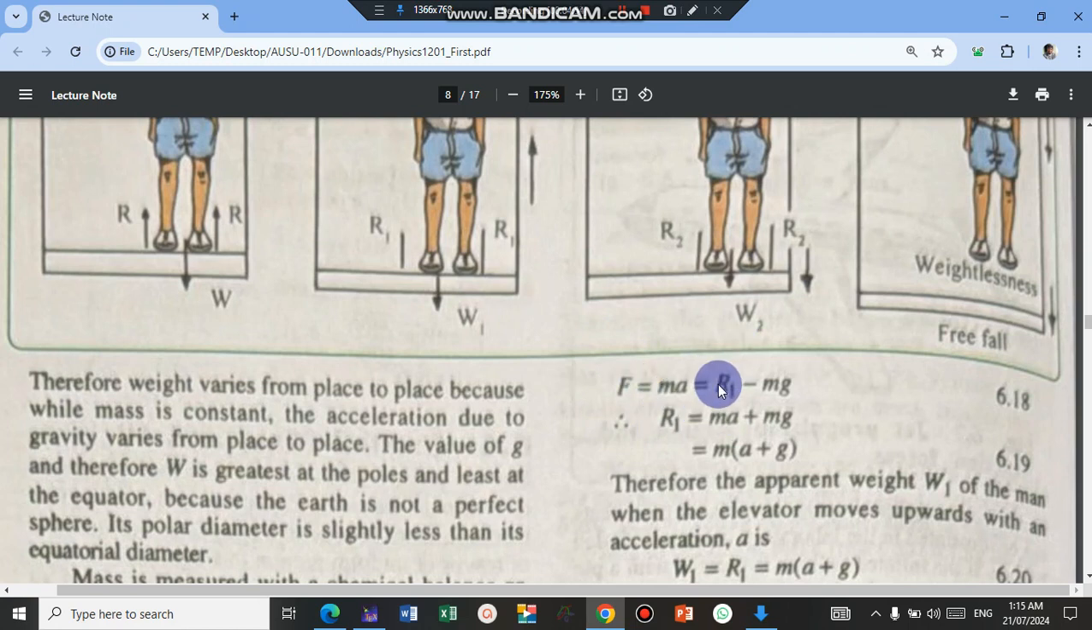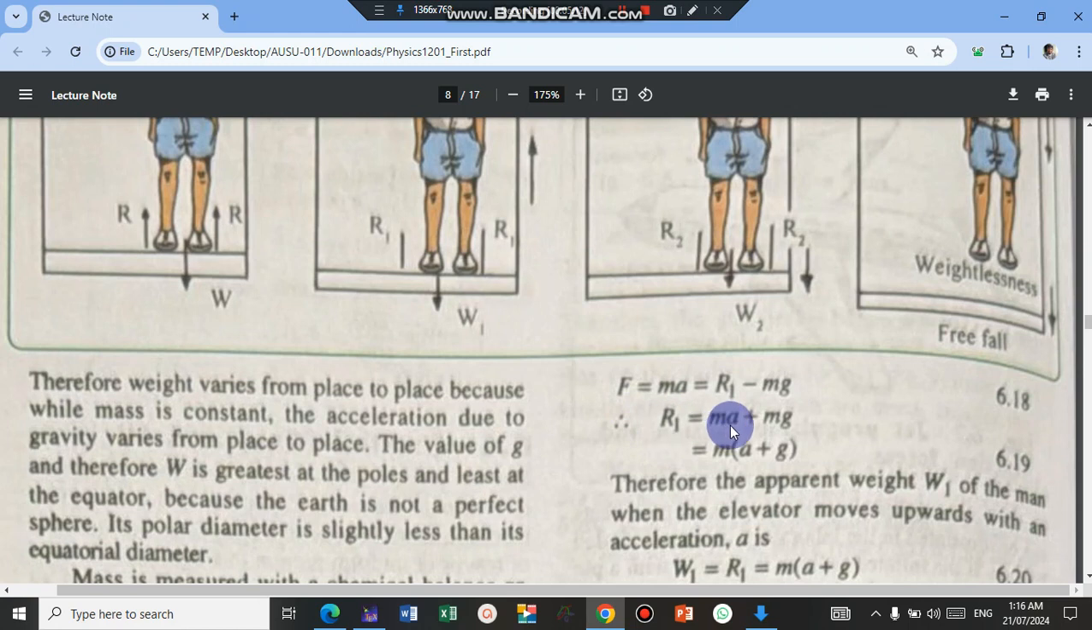And how do we get ma? The reaction minus mg, the weight of the man, because the reaction is more than mg now. So if we make R the subject of the formula, we only have to take mg to this side and add ma to mg, so R equals mg plus ma.